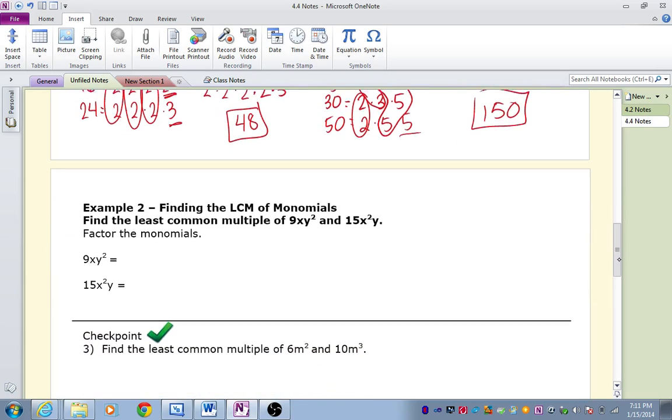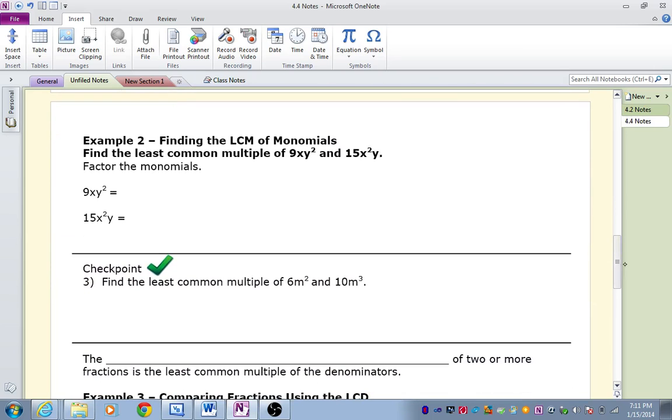Okay, flip your paper over. Example 2, finding the LCM of monomials. We're finding the LCM of 9xy squared and 15x squared y. And our first step is just the same as finding GCF. We're going to factor this out. So we're going to do the number, which is 3 times 3. We have 1 x, so times x. And we have 2 y's, so times y times y.